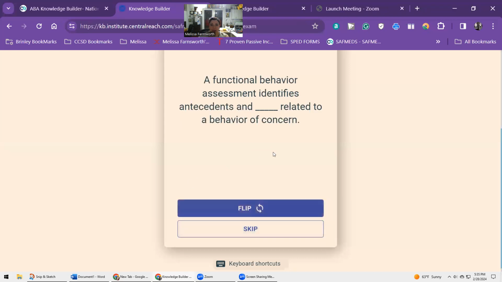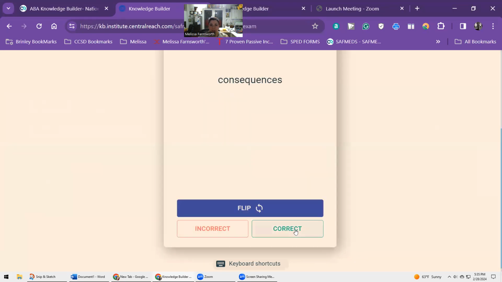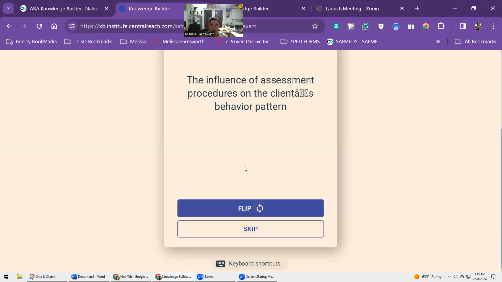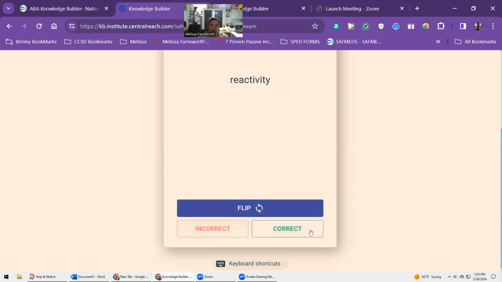Antecedent. A functional behavior assessment identifies antecedents and blank related to behavior of concern. Consequences. The influence of assessment procedures on a client's behaviors pattern. Reactivity.